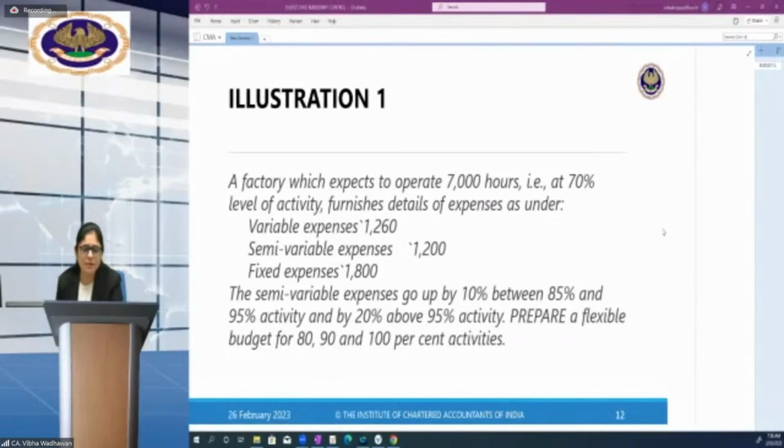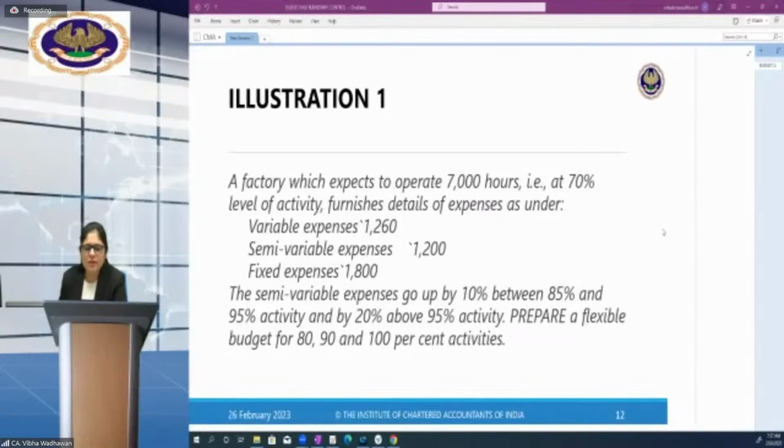Because semi-variable expenses are important, they are used in marginal costing also. They are used in many other units also. And it's important for budget also. All right. So what are semi-variable expenses? Anybody who can give me this answer?